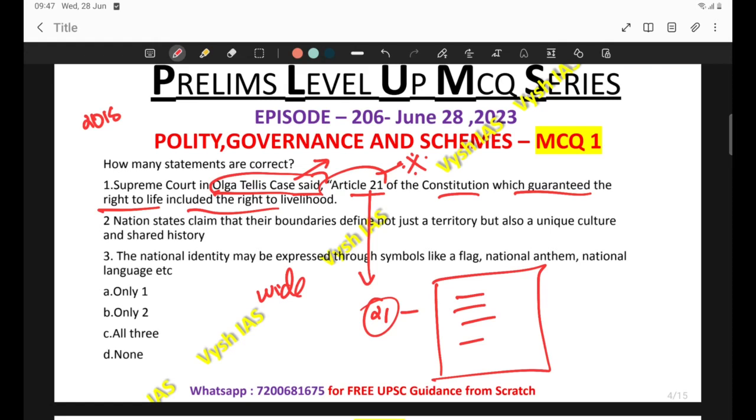So here this Olga Tellis case is important and it is related to Article 21. Since it's related to Article 21, it is even more important. So this is a correct statement. Right to life includes the right to livelihood also.